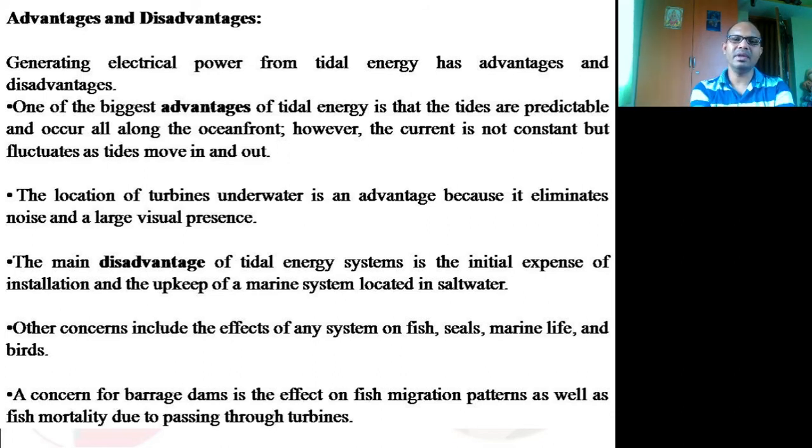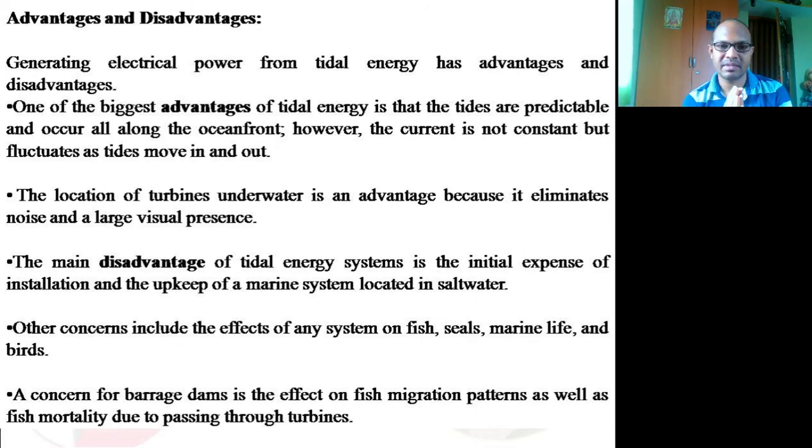Okay, let me look over the advantages of tidal energy. Generating electric power from tidal energy has its own advantages and limitations. One of the biggest advantages of tidal energy is that the tides are predictable and occur all along the ocean front. However, the current is not constant but fluctuates as tides move in and out. This is what it is.